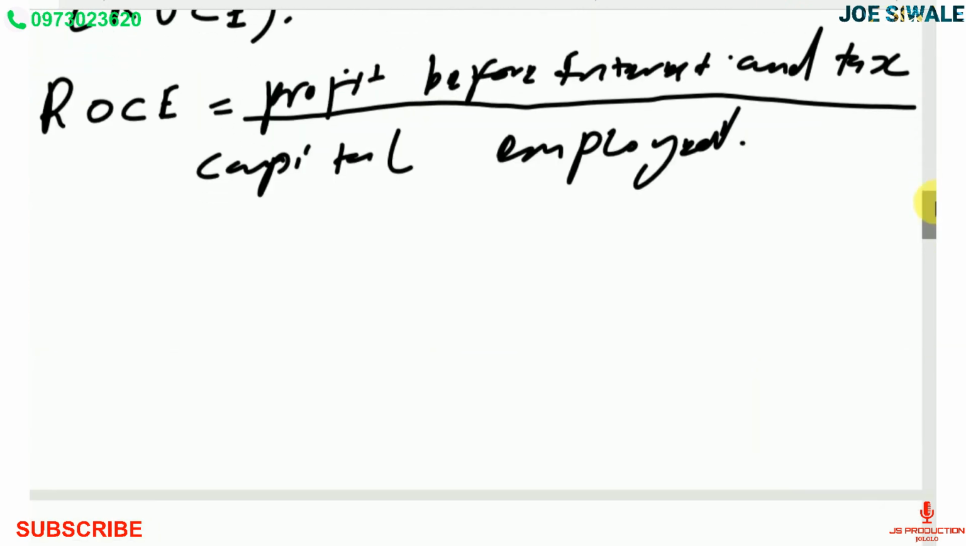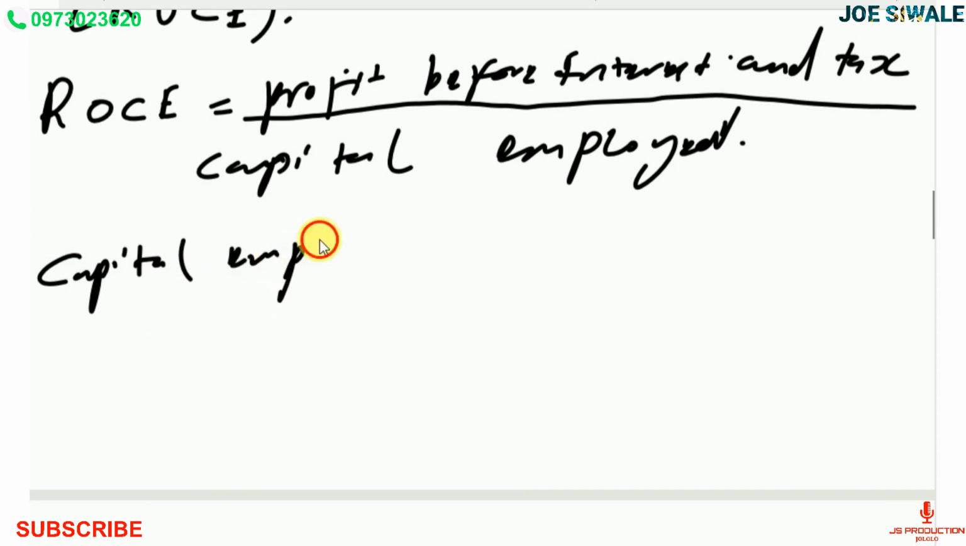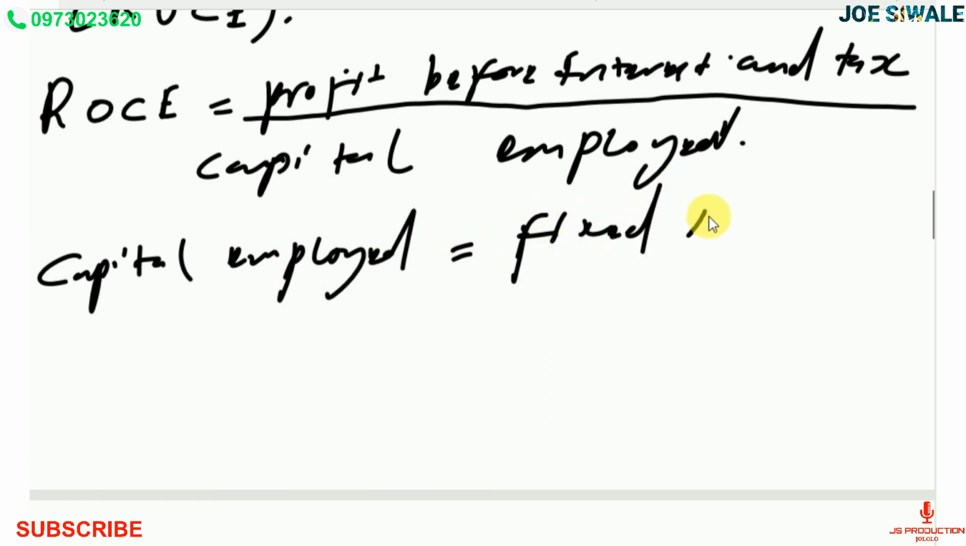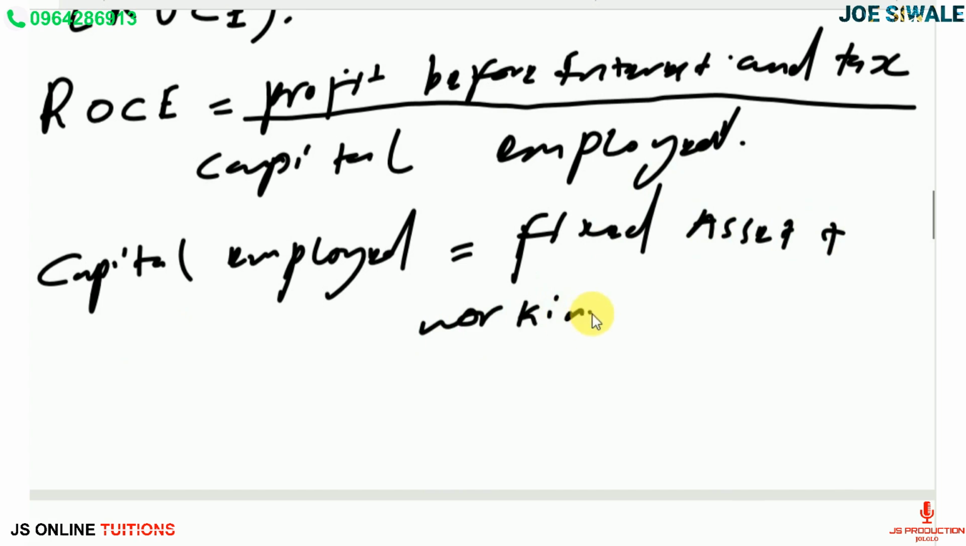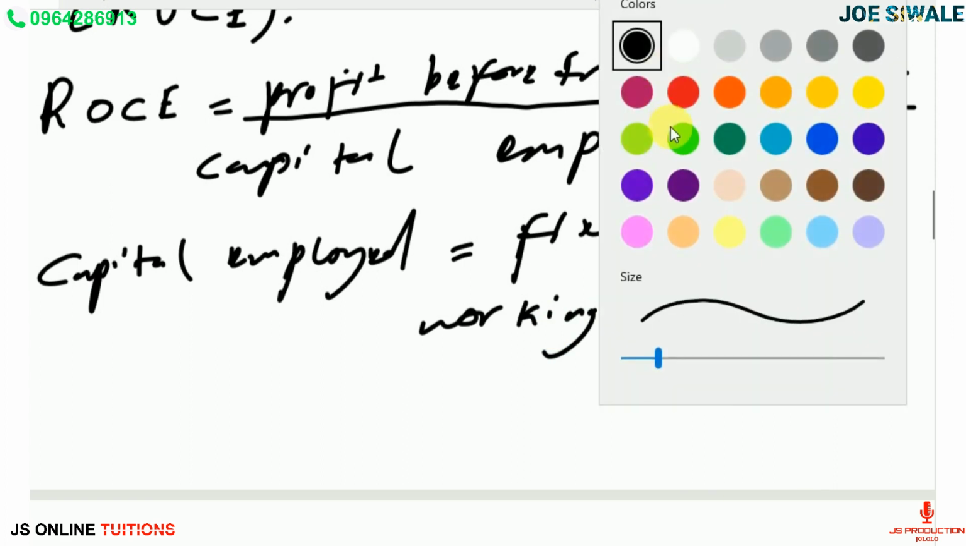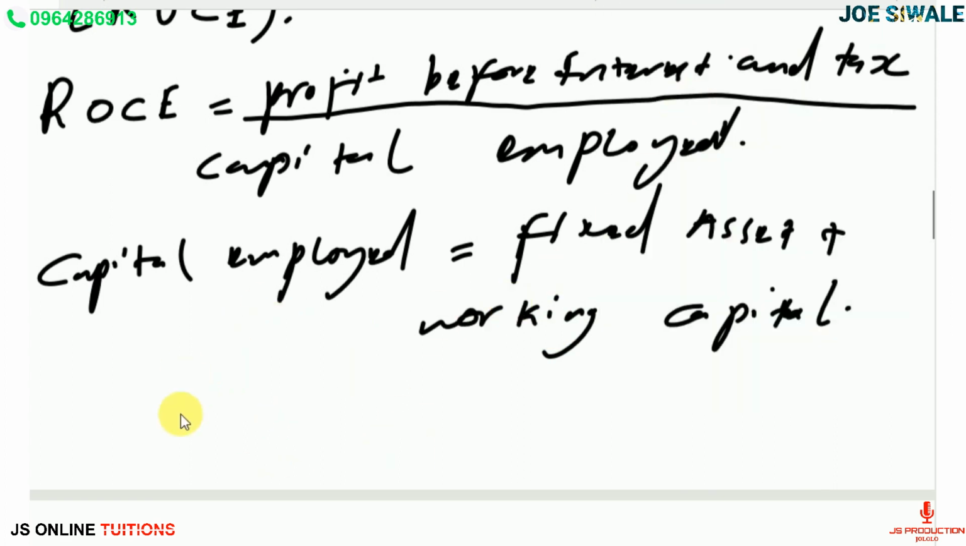And we know that we can find our capital employed there. So we can say capital employed is equal to fixed assets plus working capital. So that's the formula of finding capital employed, and we know that we can find our working capital.